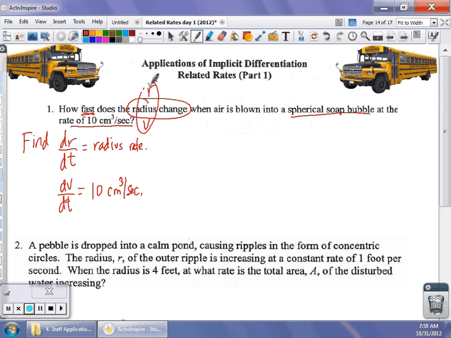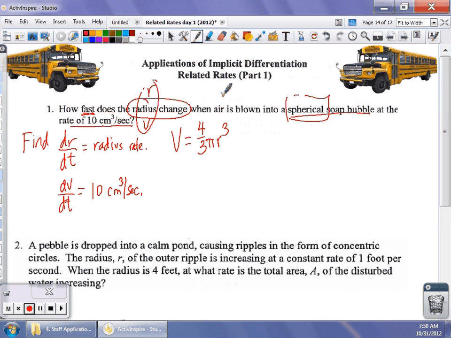Those are the two variables that I need, and it's a spherical soap bubble. So I need to know the formula for the volume of a sphere. And the formula for the volume of a sphere is 4/3 pi r cubed. So volume is equal to 4/3 pi r cubed. And you may have to review some of these geometry formulas.